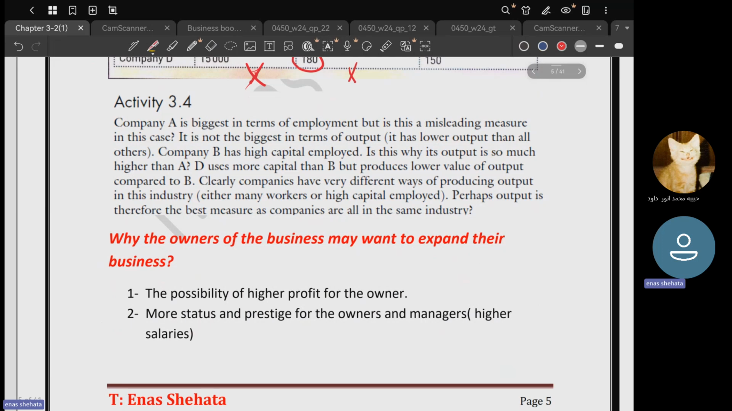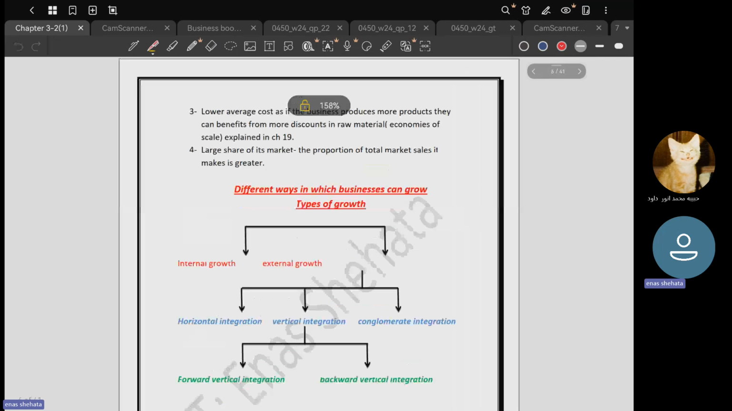For example, one shop may give you $1,000 profit. But if you open another shop in another area, it may give you another $1,000. And if you open in another area, another $1,000. So there is opportunity to increase your profit. More status and prestige for the owners and managers. If you are a manager or an owner of a large business, is it the same as being the owner or manager of a small business? Of course not. Salary is higher, status is higher, there is more prestige in having a larger business.